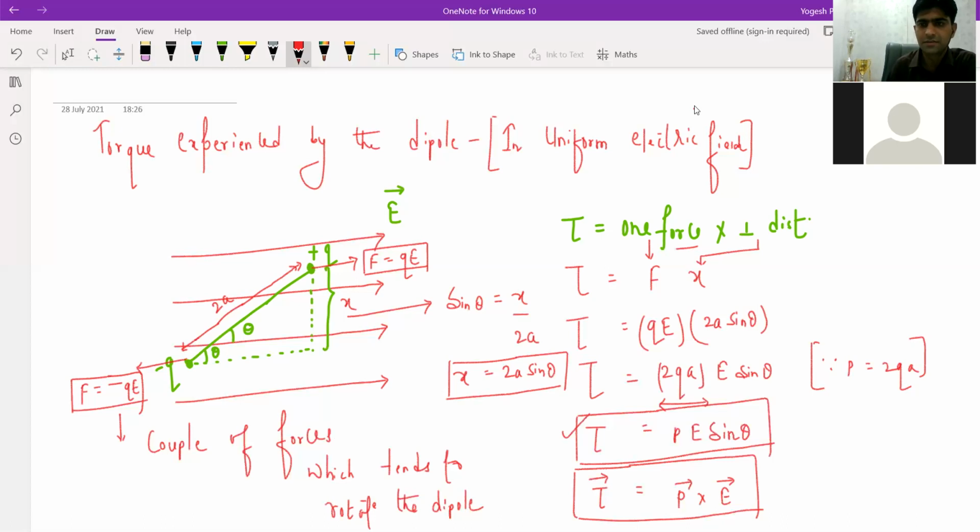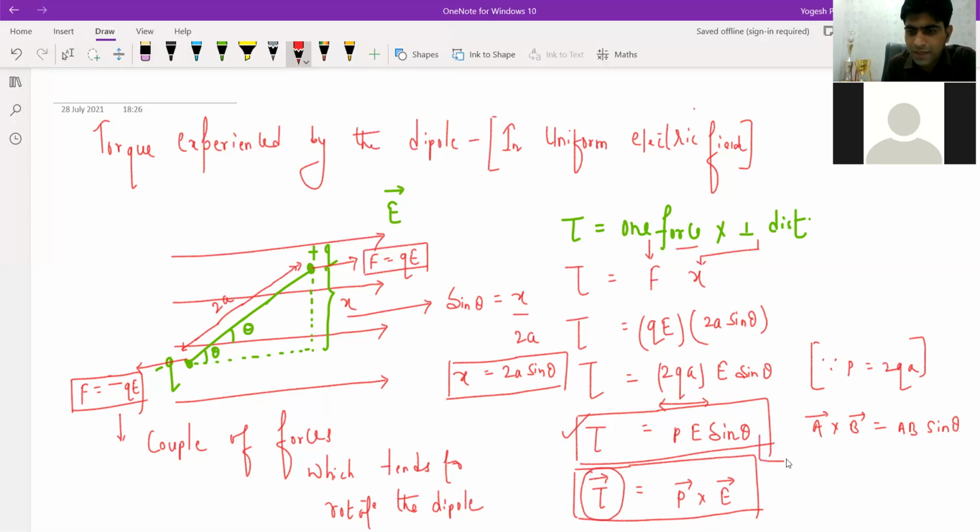Yes, we can write this PE sine theta. A cross B is equal to what, son? A cross B is equal to AB sine theta. So P cross E is equal to PE sine theta. Now, if I ask you, what will be the direction of this torque?